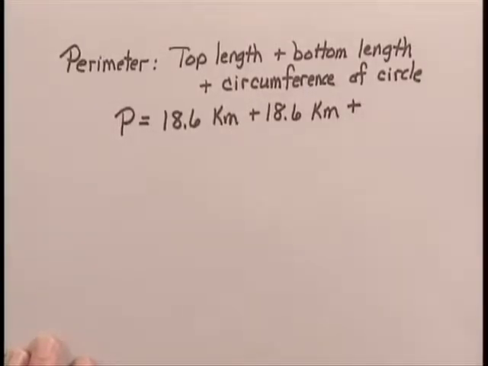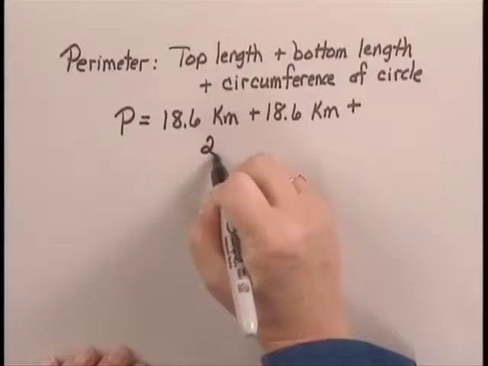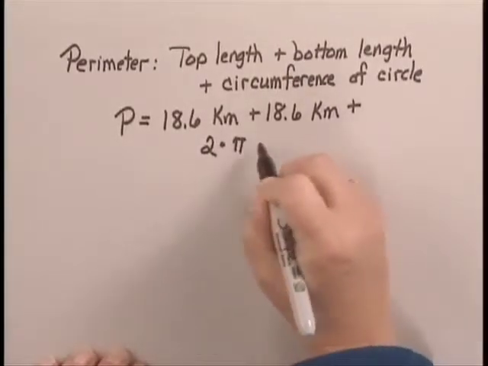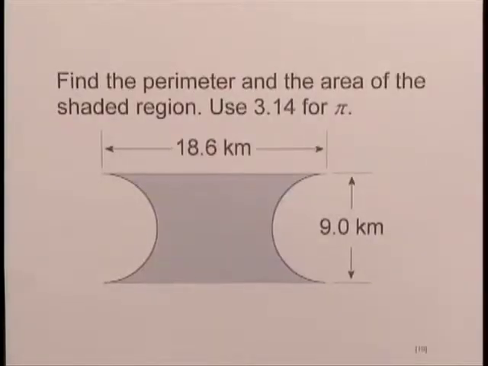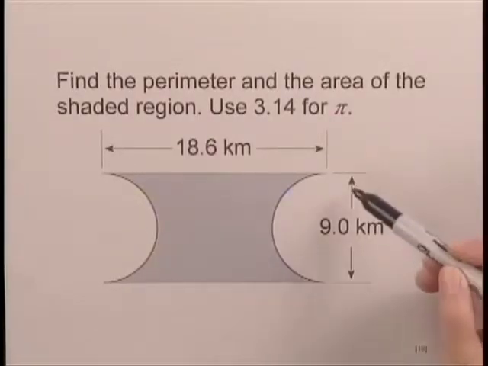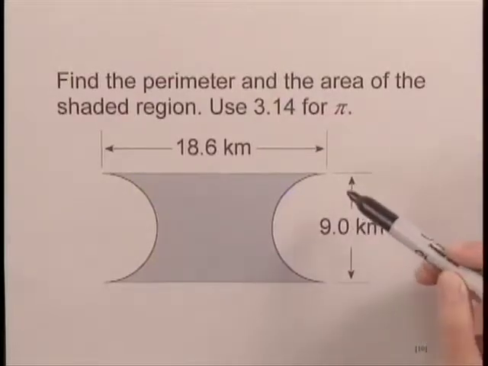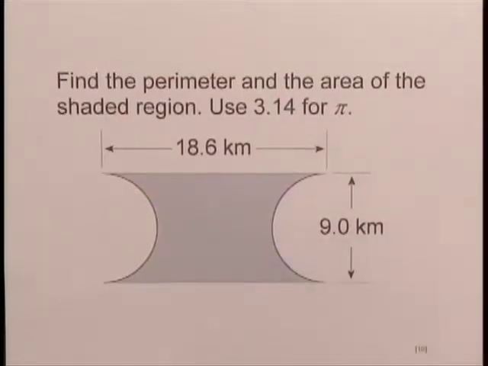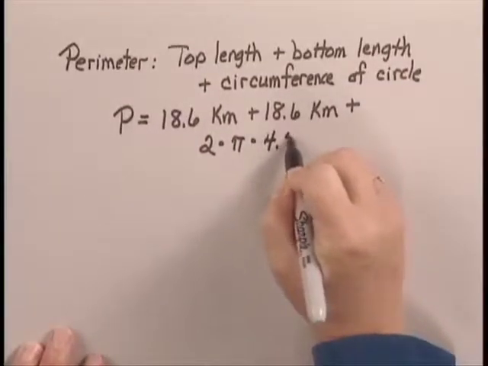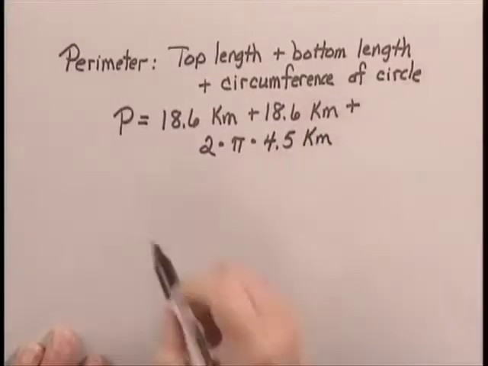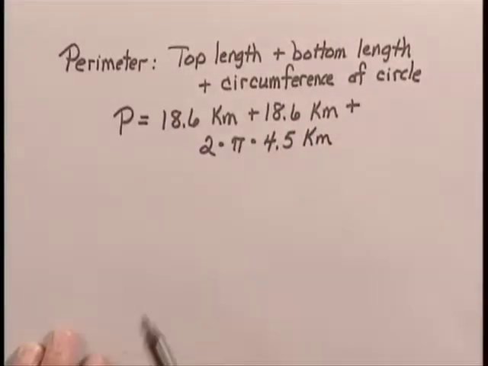The formula for circumference is 2 times pi times the radius. So I'm going to write 2 times pi times the radius. Being very careful, the radius is not the diameter. The diameter is 9.0 kilometers. The radius then will be 4.5, or half of 9.0 kilometers. So I write this as 4.5 kilometers. In this step, I'm going to substitute 3.14 for pi, so I use an approximation sign.